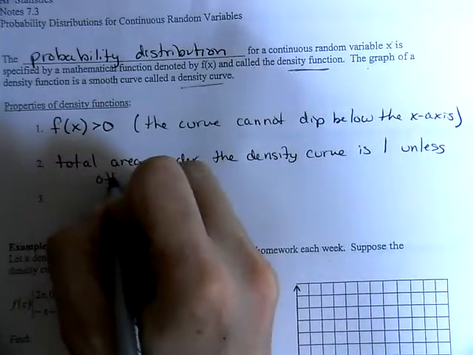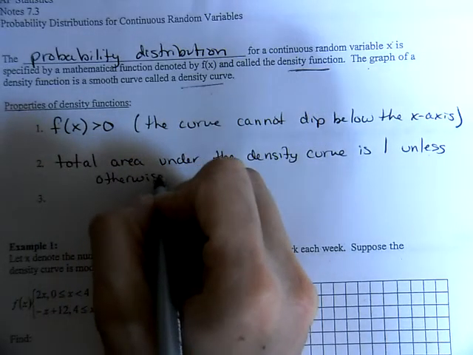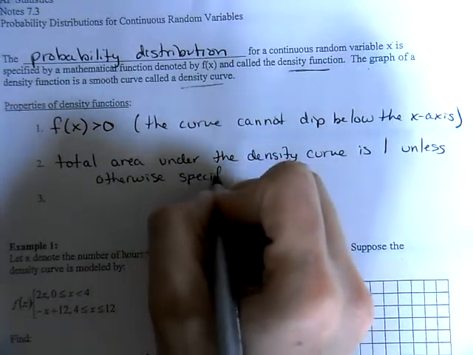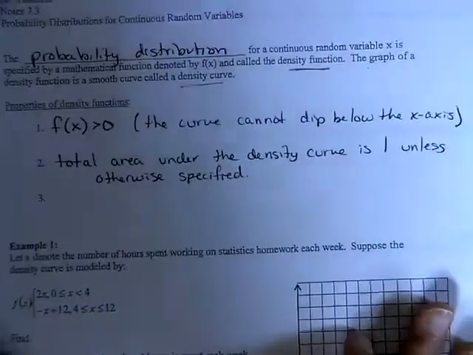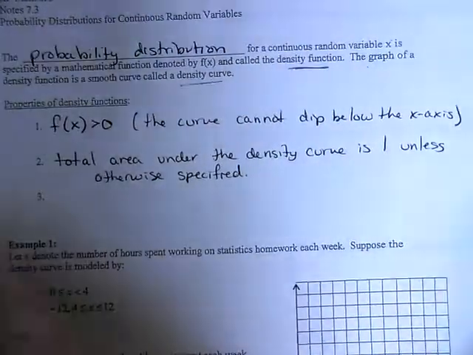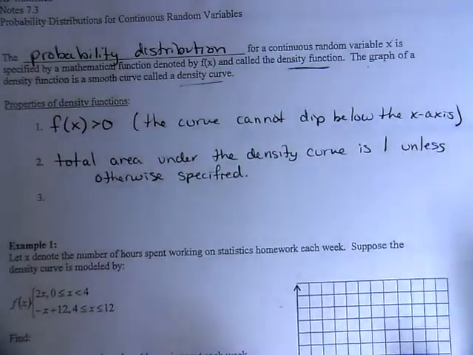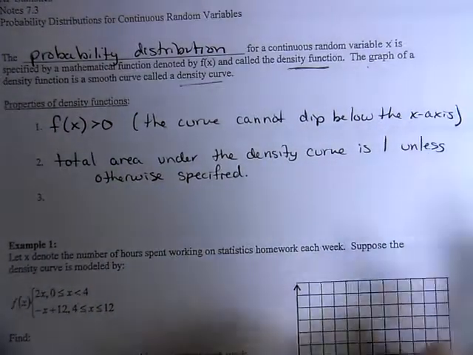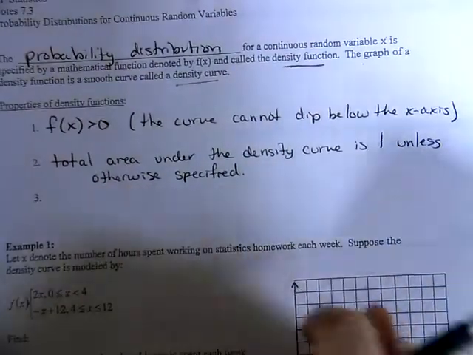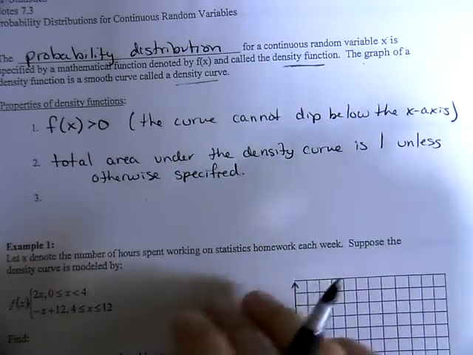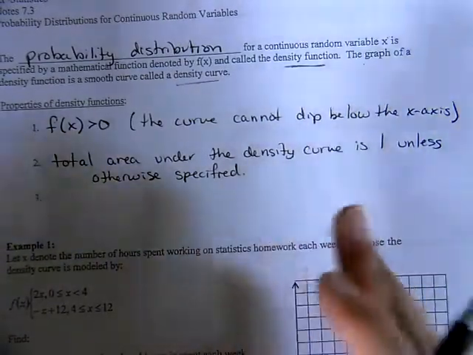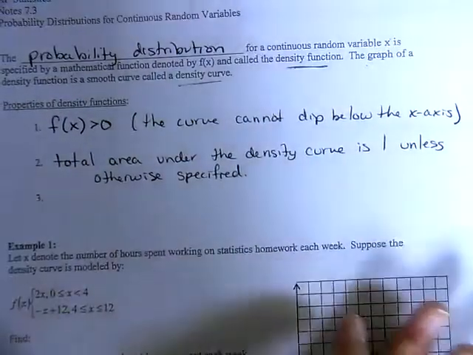unless otherwise specified. Again, that's very similar to us saying the table's got to add to 1, your graph, the area under the curve's got to be 1. Unless otherwise specified, we're going to look at that today because we're going to do area. So it's going to be not 1, but then when we make fractions, it'll end up being 1.